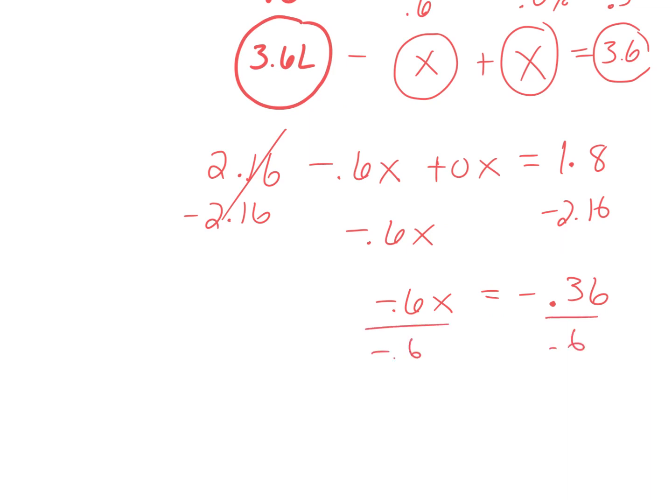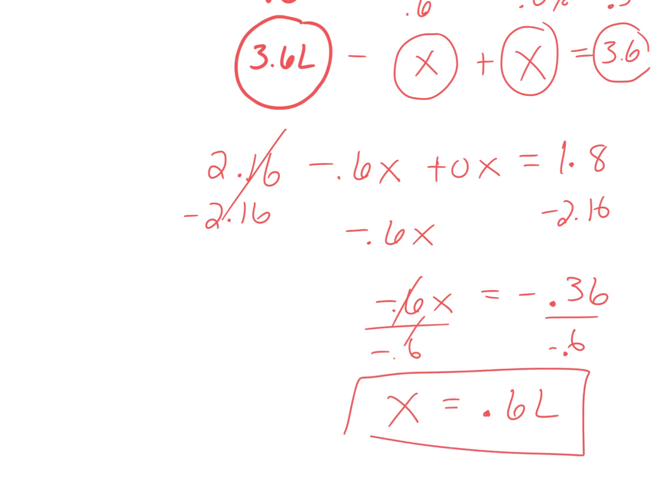What is x in the end? It is 0.6, because it's 0.36 divided by 0.6, 36 divided by 6, is 0.6 liters. So what amount has to be drained and replaced with water? 0.6 liters. We drain 0.6 and we add that much water back in, it'll dilute it down to 50%.